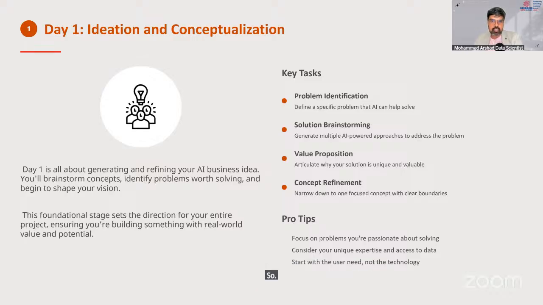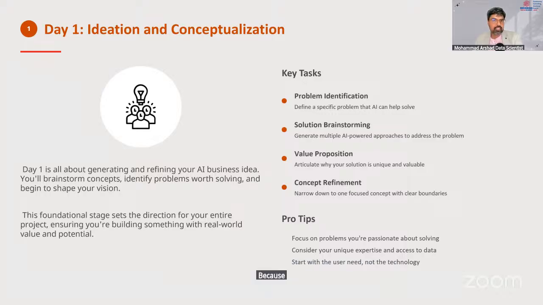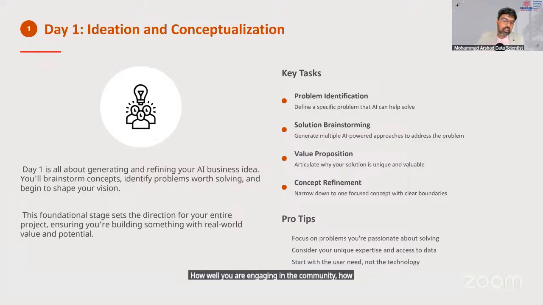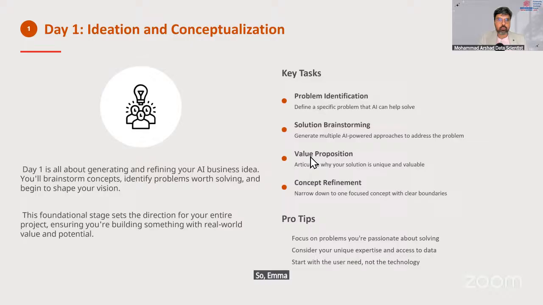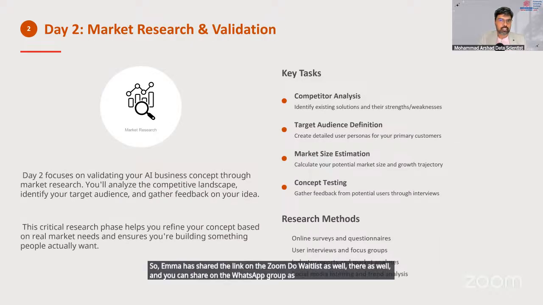So for Emma, she has mentioned something, so she has to update in the document so that when we are doing the checking and everything, we will be looking at that document as a reference. Because the challenge is, you set up your own target and you are working towards your own target, and how well you do it, how well you are engaging in the community, how well you are supporting each other is something that we want to look at as well. So Emma has shared the link on the Zoom. Do waitlist there as well. And you can share in the WhatsApp group for our challenge. So all the challenge participants can also do that.